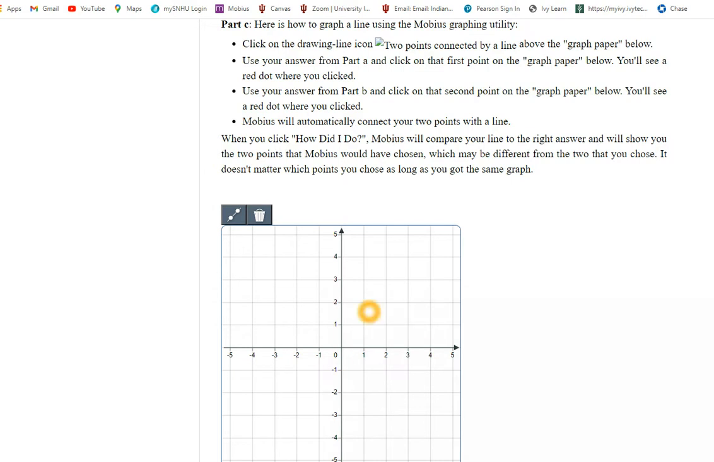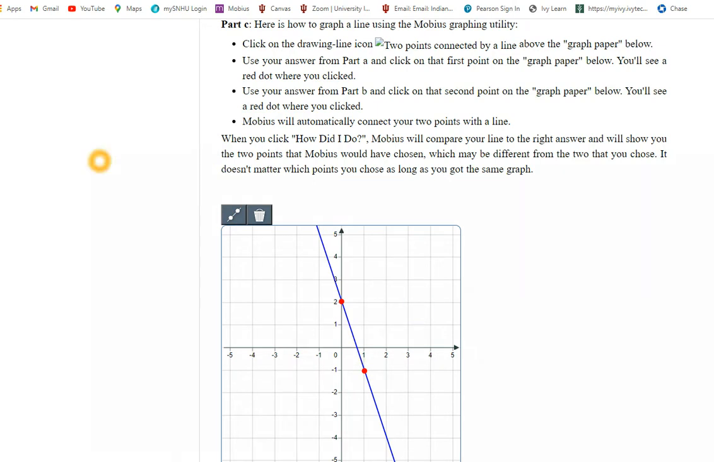Why is it not doing anything? You'll see a red dot when you click. Okay, I clicked on this. Click. Oh, okay, I guess I unclicked it. It was already clicked. And then my other point was when x was 1, y was negative 1. Click there. Ta-da! There's the line. I guess that's all I need to do.